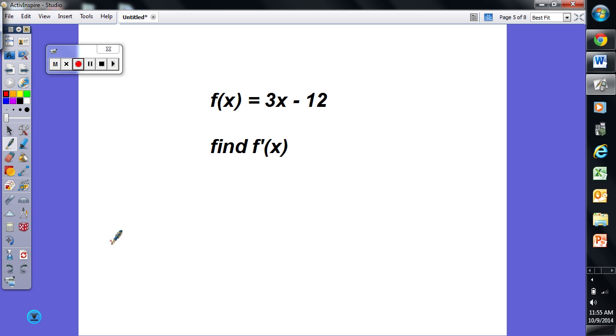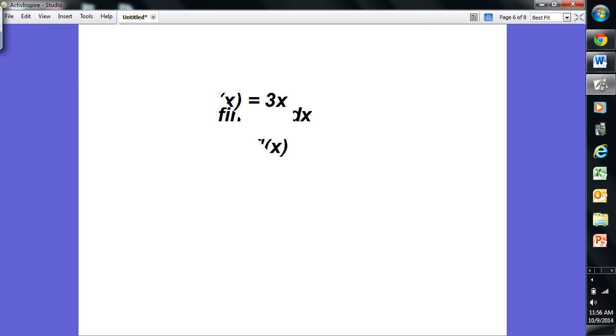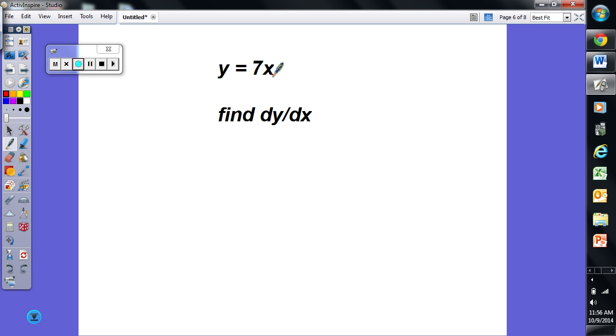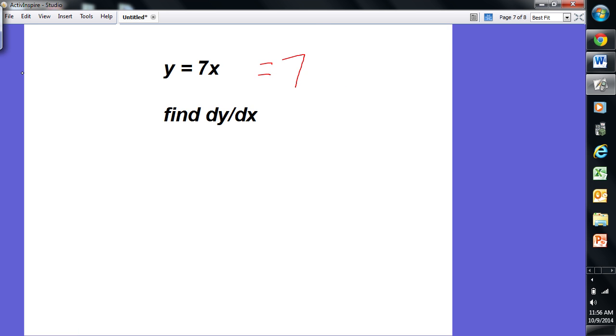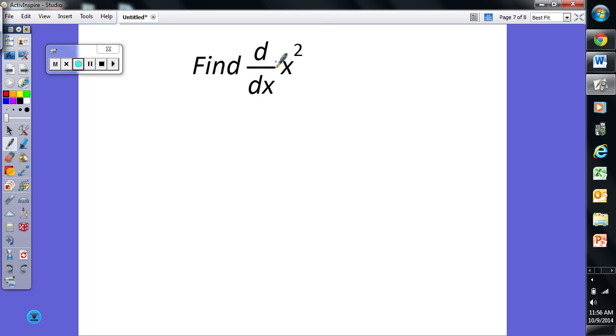All right. Find f prime of x. That's just another way of saying the derivative. So this would be 3. Again, it's a line. Derivative of a line is a constant. This is another fancy way of saying take the derivative. If y equals 7x, find the derivative of y with respect to x. That would just be 7. And this is another way of saying take the derivative, d dx of x squared. And that would be 2x. So those are all the ways you could possibly see taking the derivative.